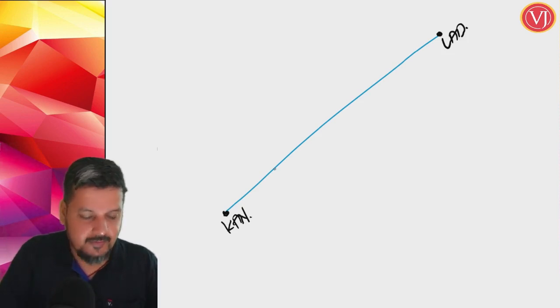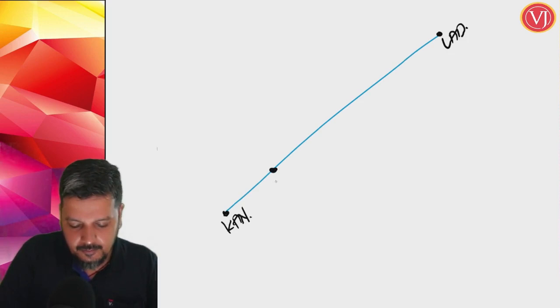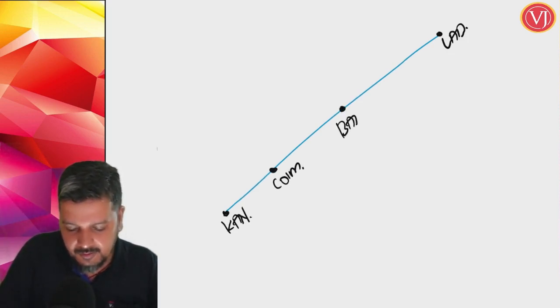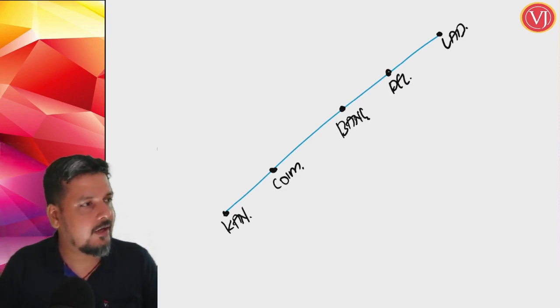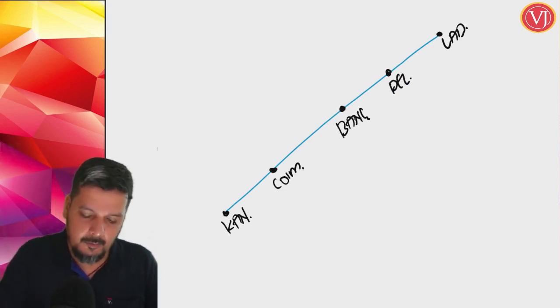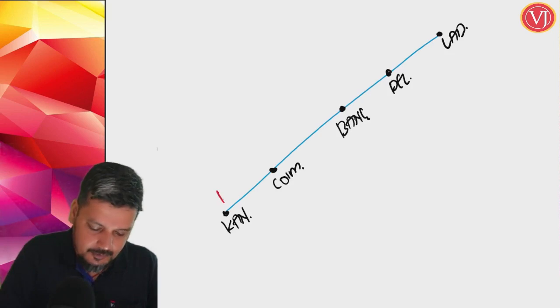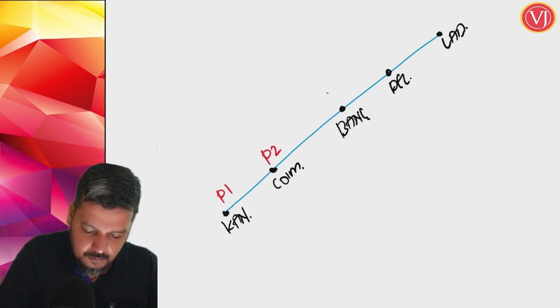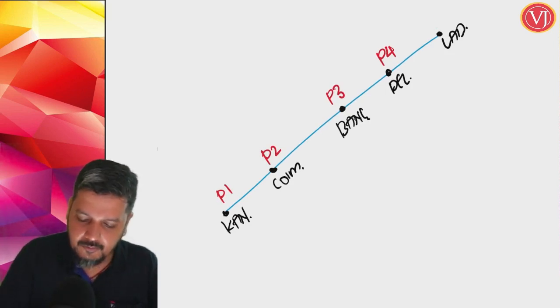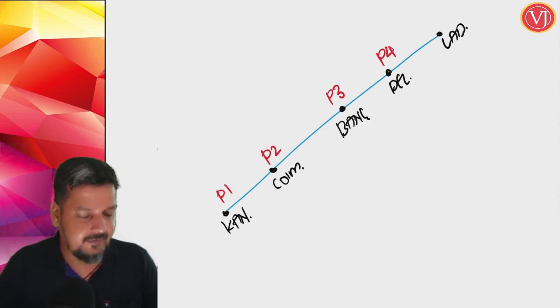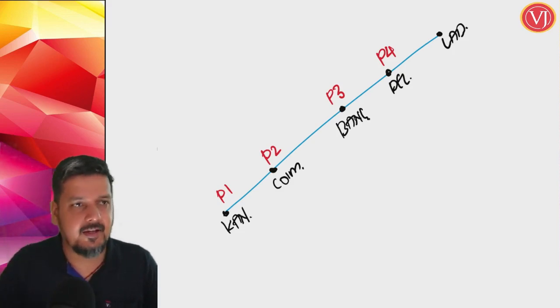Right, there is a passenger who has entered at Kanyakumari. There is a passenger who has entered from, say, Coimbatore, and a passenger who has entered from Bangalore, and a passenger who has entered from Delhi. And via Delhi it has gone to Ladakh. So how many passengers are there? Passenger 1, passenger 2, passenger 3, passenger 4. 4 passengers. Everyone has taken a ticket.